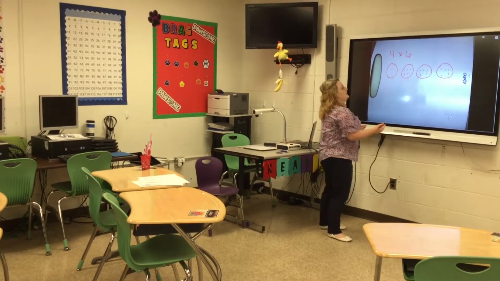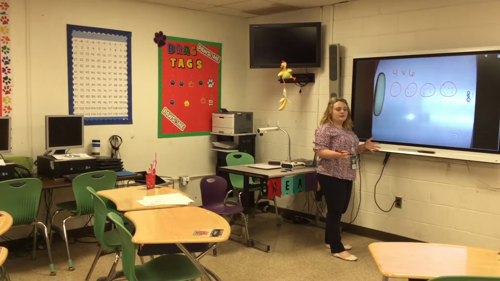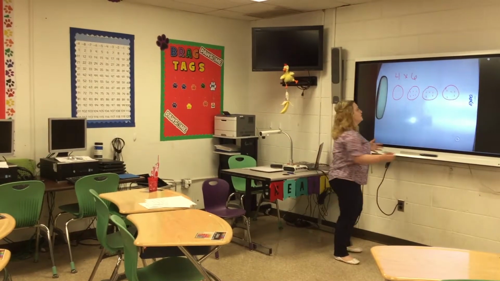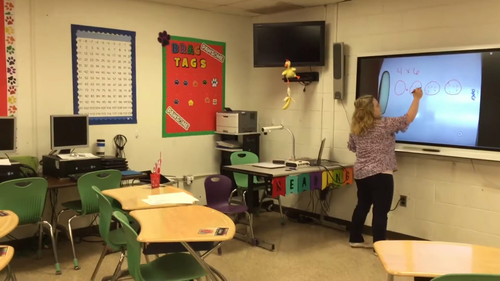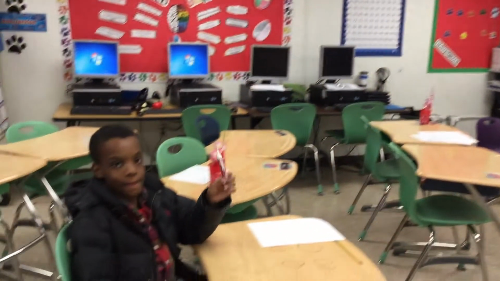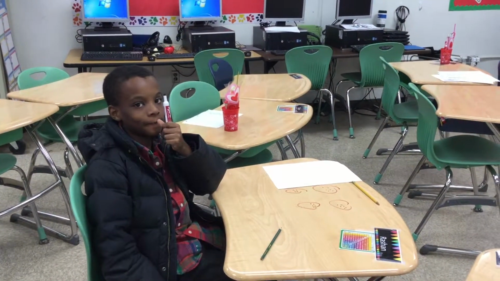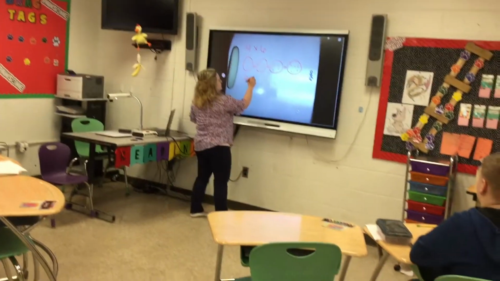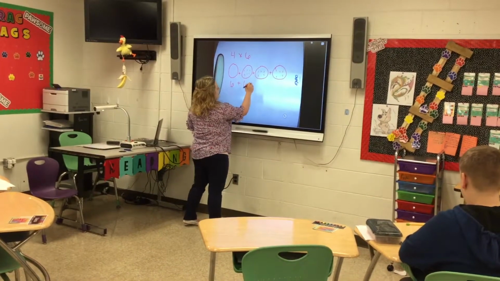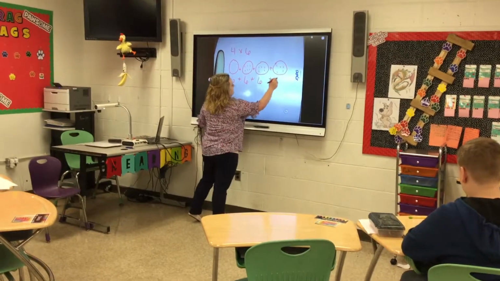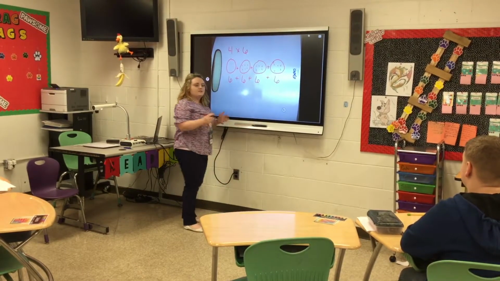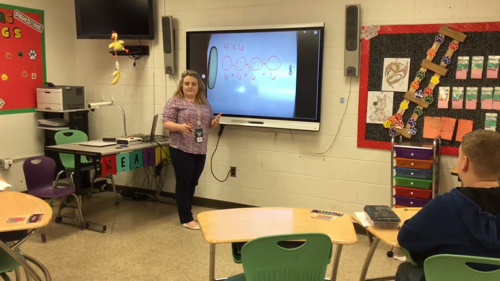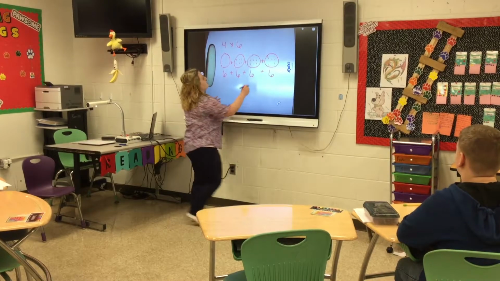Alright, so now that we've got that, we're going to do our repeated addition, which means we're going to put our plus signs in between here, right? So how many's in each circle? 6. So 6 plus 6 plus another one plus another one. So what is 4 times 6? 24. Good job, Rayshawn.